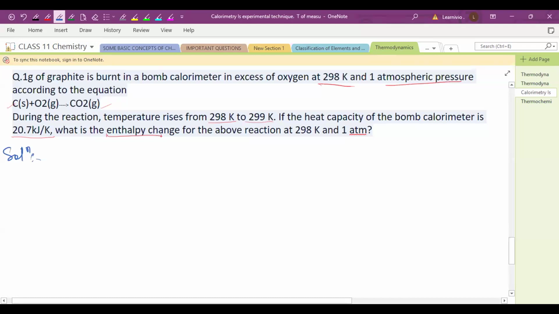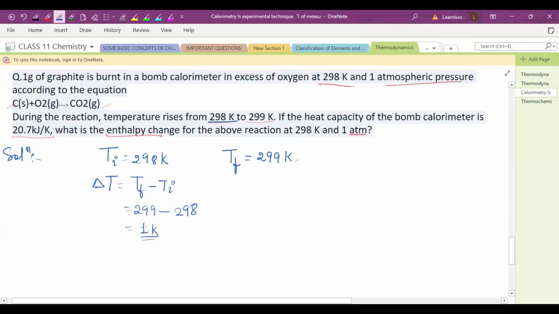One gram of graphite is burned. First, you can see the temperature. Initial temperature was 298 Kelvin, and final temperature was 299 Kelvin. So what will delta T be? Delta T will be T final minus T initial, so it will be 299 minus 298 Kelvin, which is 1 Kelvin. So the change in temperature is only 1 Kelvin.